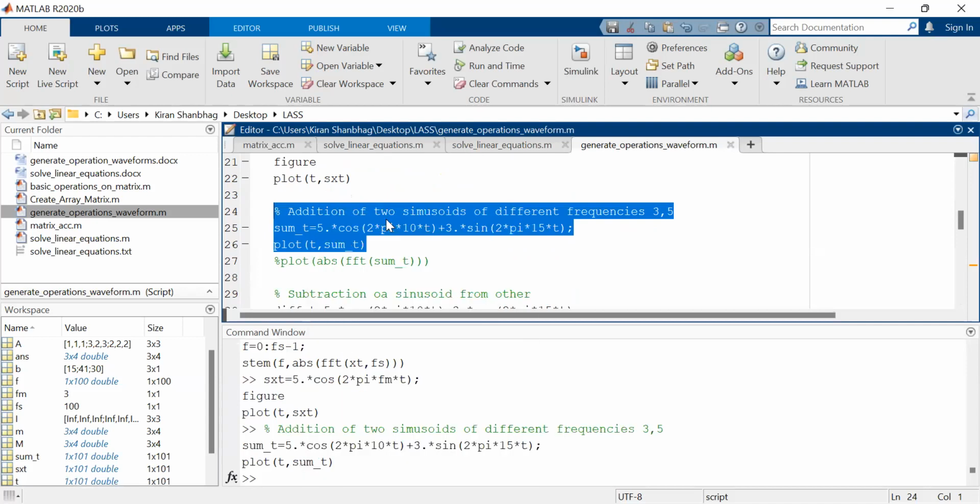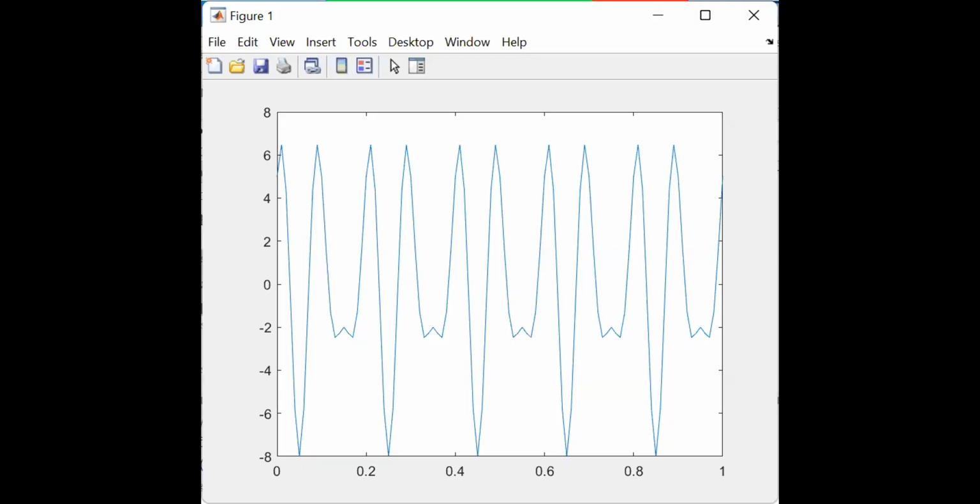Now let me just plot this particular thing and show you what has popped up. There you can see some images popped up. Okay, it doesn't make any sense. By the way, this is the sum of two sinusoids of frequencies 10 and 15. Okay, so that's there. Now, what else can you do?